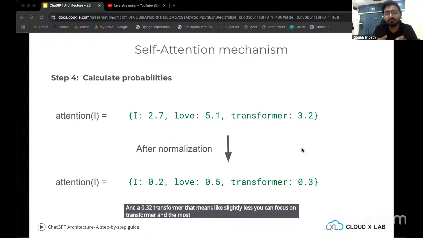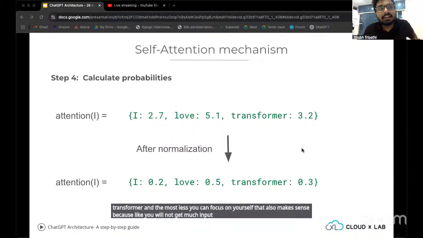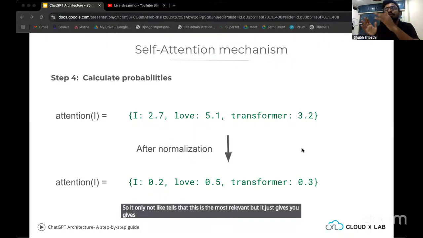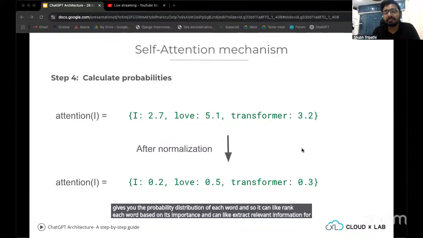focus on yourself. That also makes sense, because you will not get much input from referring to yourself. So it not only tells that this is the most relevant word. It just gives you the probability distribution of each word, so it can rank each word based on its importance, and extract relevant information for each word from each word. So this is what we do here.